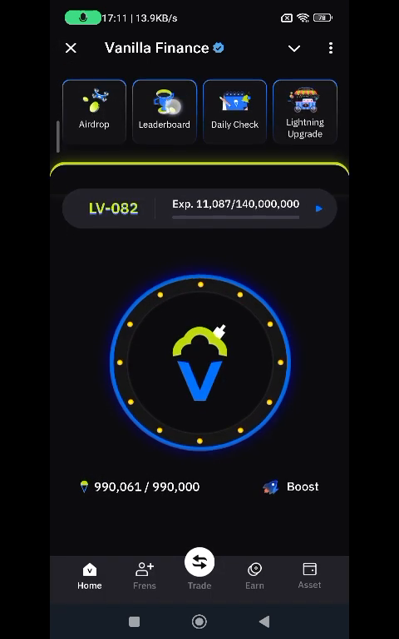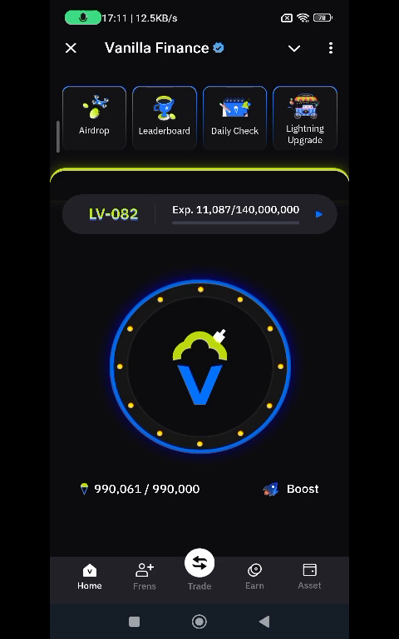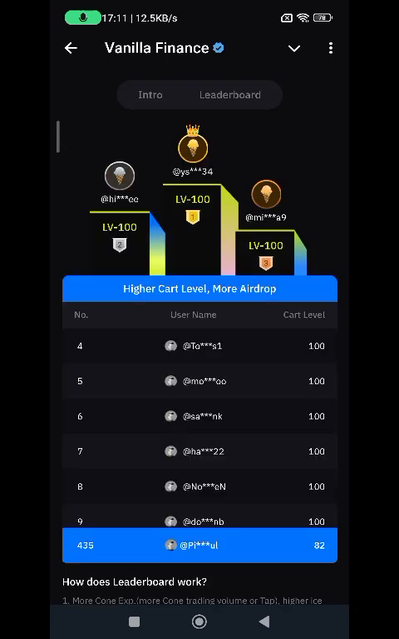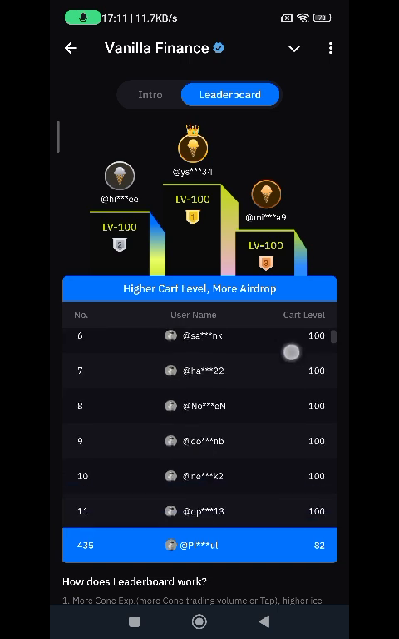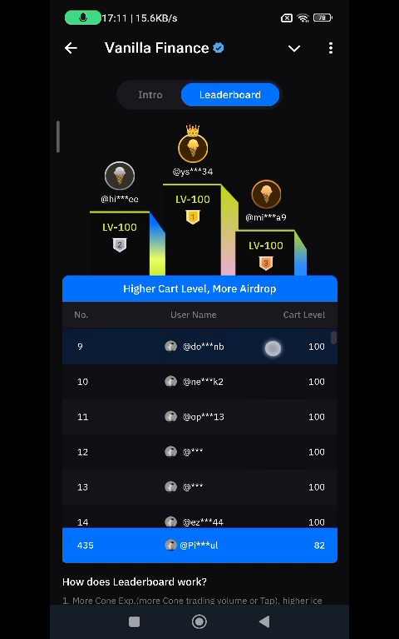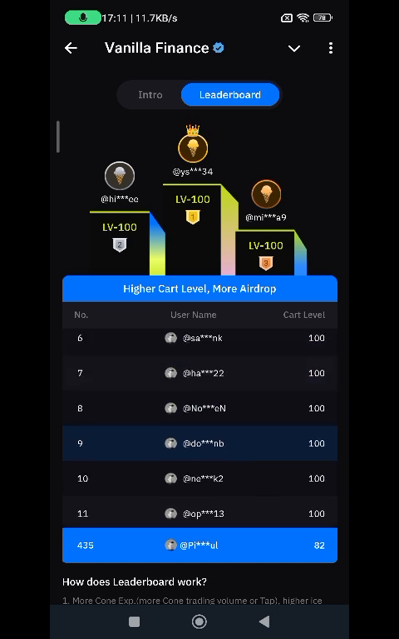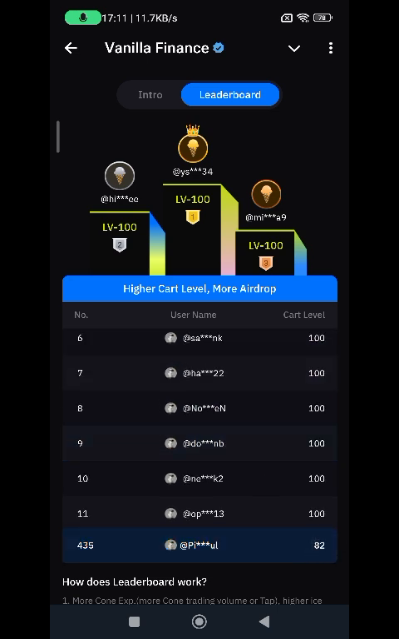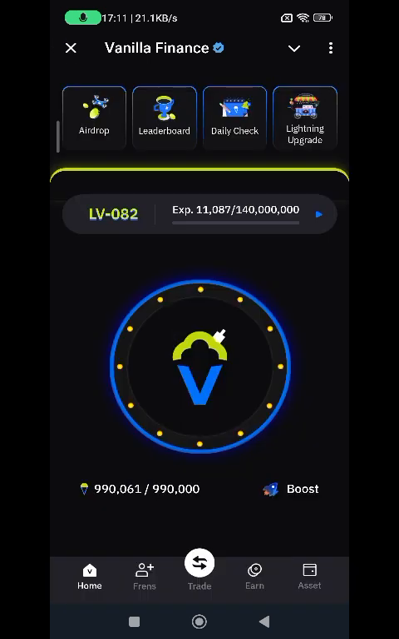Beside airdrops, we have the leaderboard. The leaderboard shows you your rank globally. Currently I'm ranking 435 globally. I'm at level 82, and this is my name. There are top charts who are ahead of me, but I think I'll catch up.